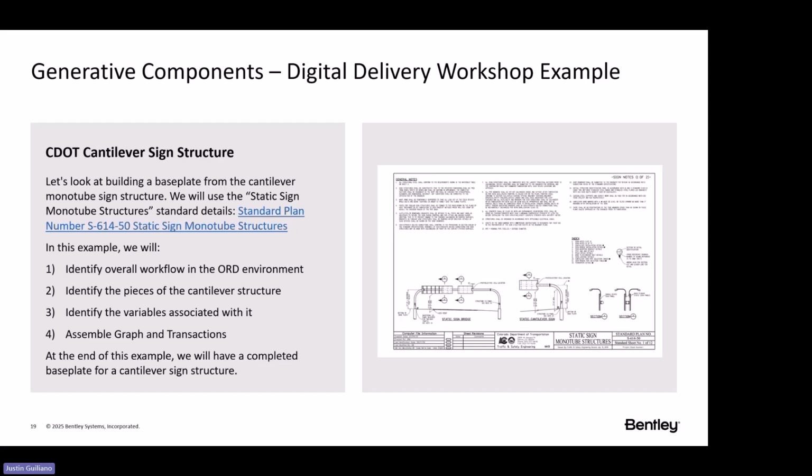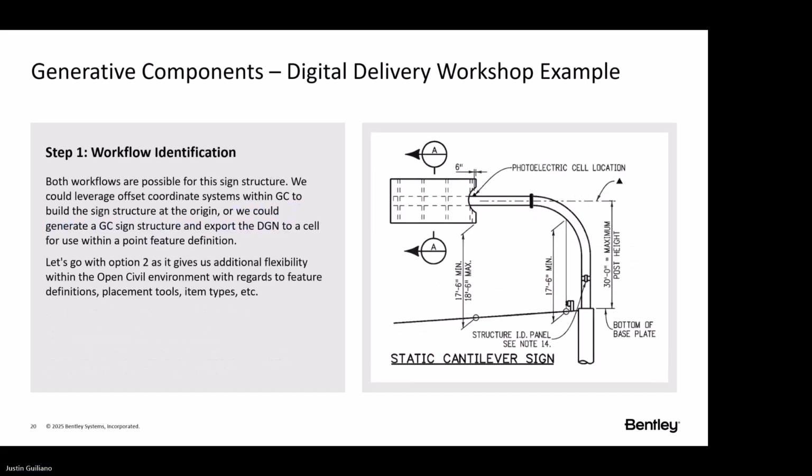And then once we have basically an idea of how we would split this cantilever up into smaller pieces, we go through and look at the graph and transactions and nodes and how we can start assembling those individual pieces and putting them together. So workflow identification, we're going to go with the upstream on this. So we're going to build a cell. And then understanding that, now we need to look at the standards themselves and see, all right, how can we split this up?